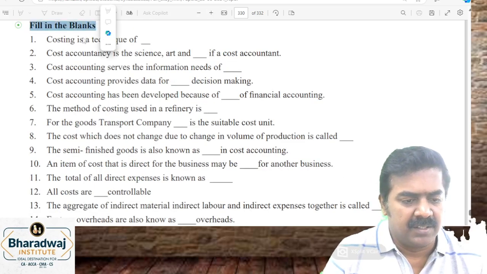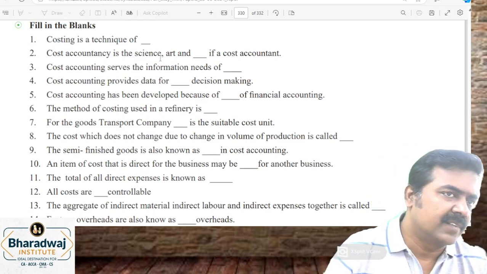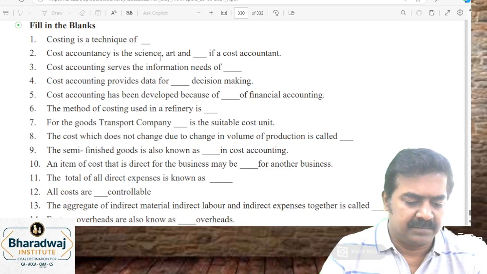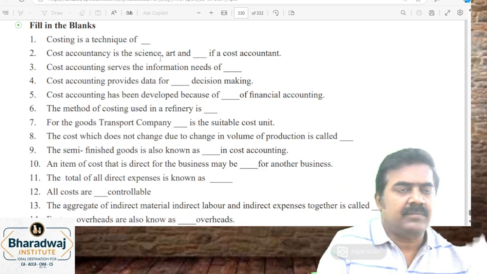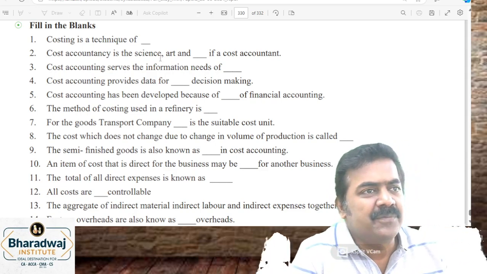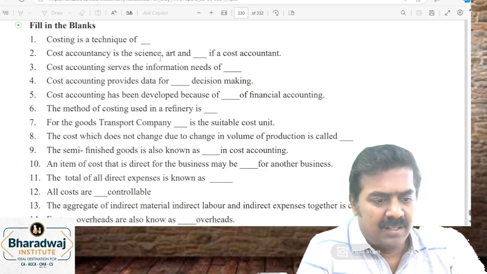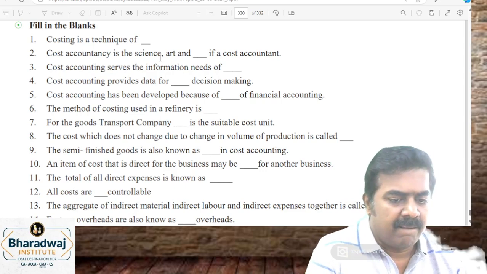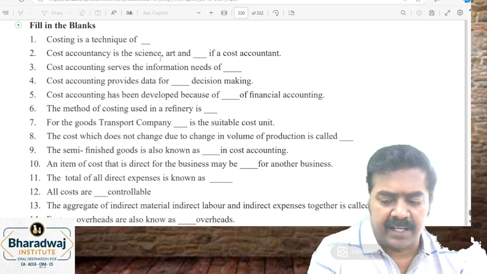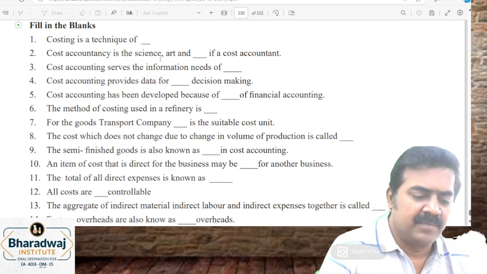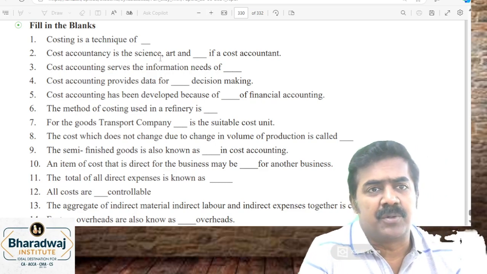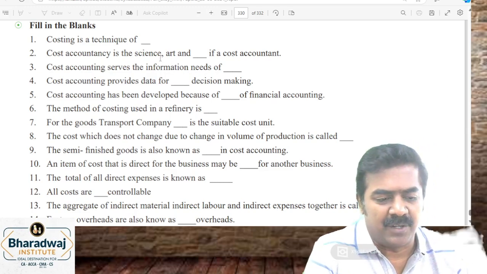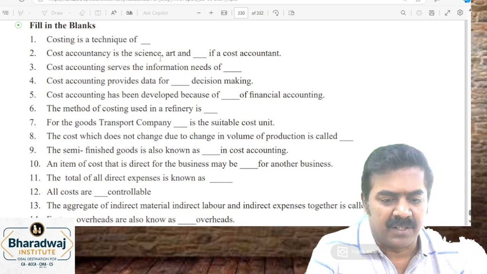Fill in the blanks question. Costing is a technique of, what do we do in costing? Ascertaining the cost. Please note, costing is a technique of ascertaining the cost. Cost accountancy is a science, art, and practice of a cost accountant. We call it a practicing cost accountant. So it is the practice of a cost accountant.